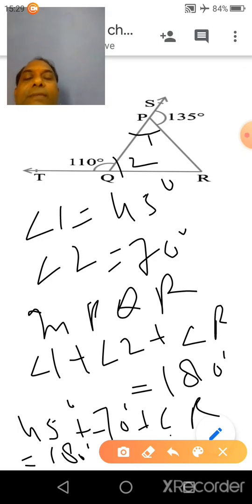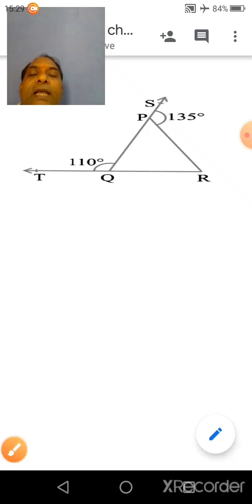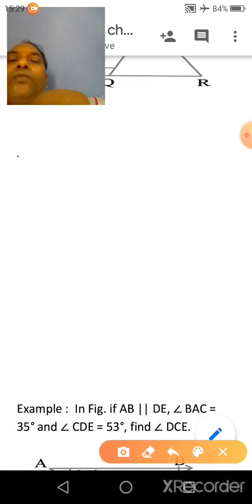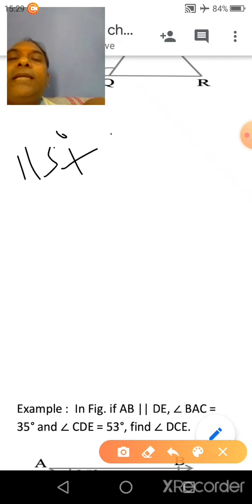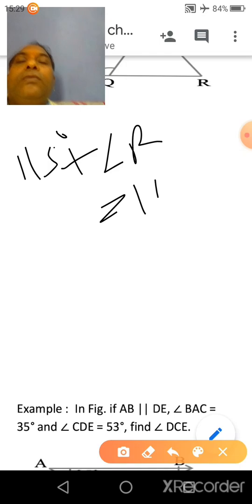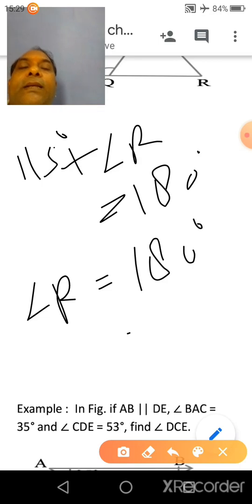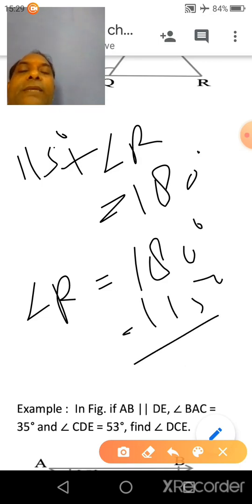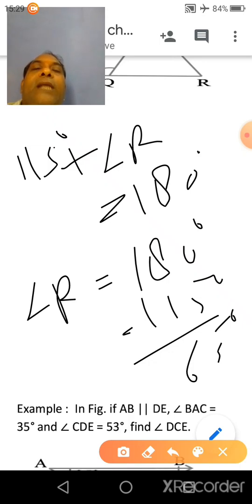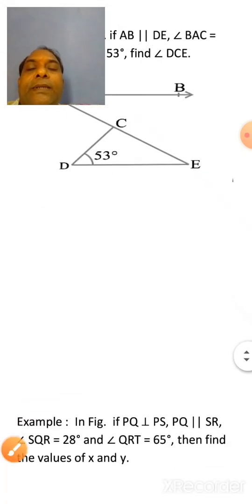So angle R will be equal to, 115 degree plus angle R is equal to 180 degree. So angle R will be equal to 180 degree minus 115 degree, which will be equal to 65 degree. So angle R means angle PRQ or angle QRP you can write. So angle R is equal to 65 is the answer. Clear? Now see next example.